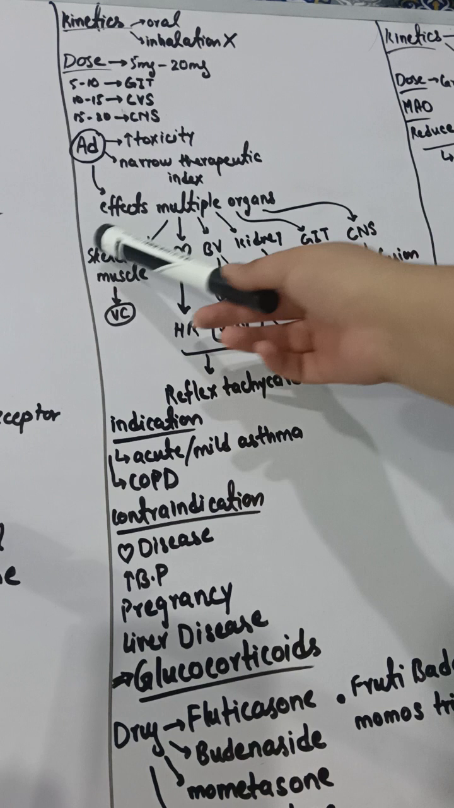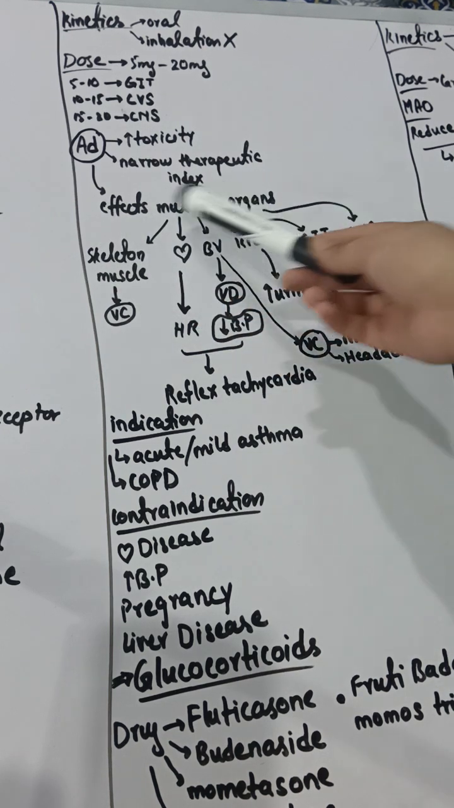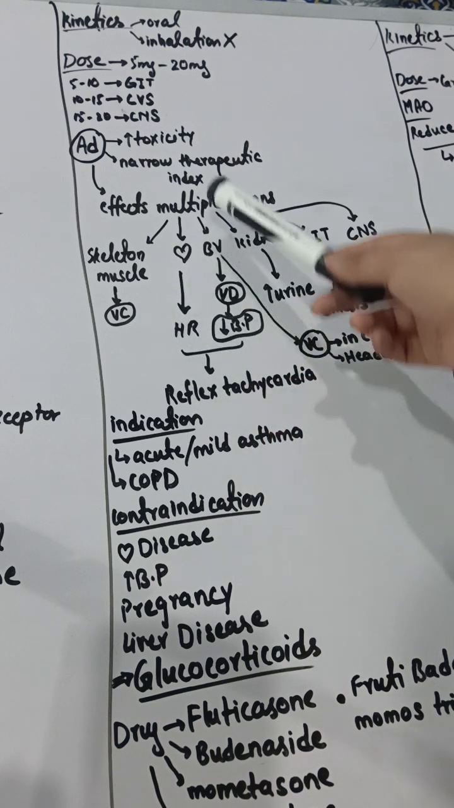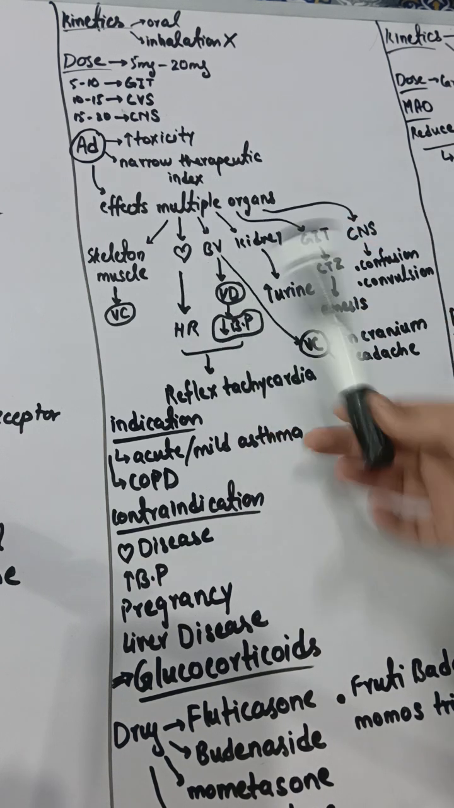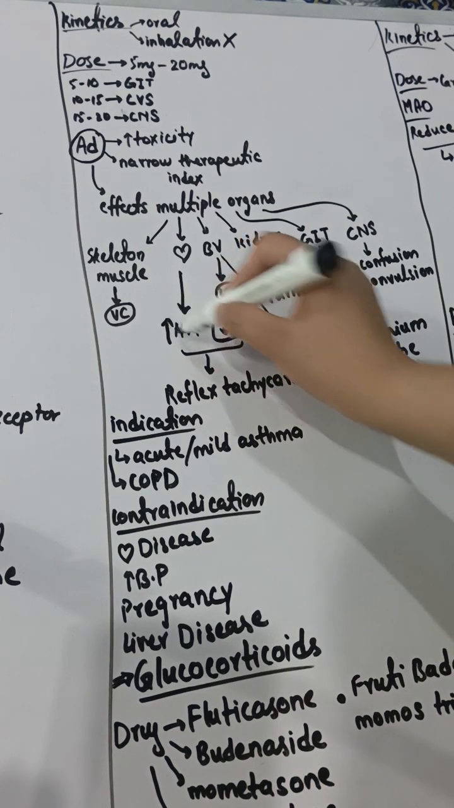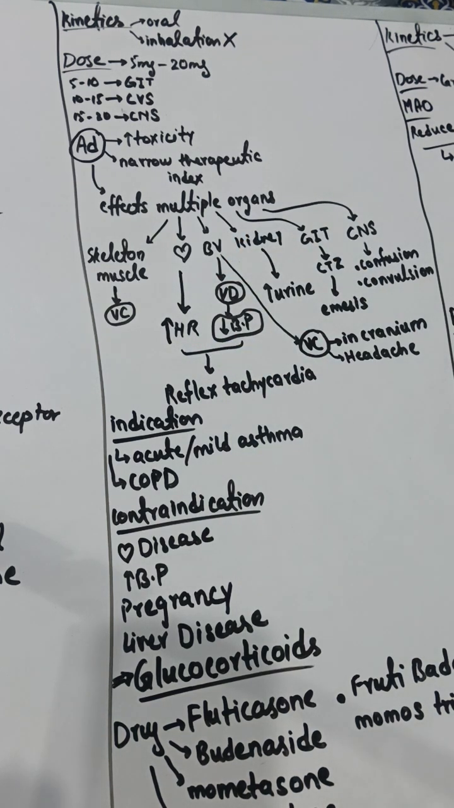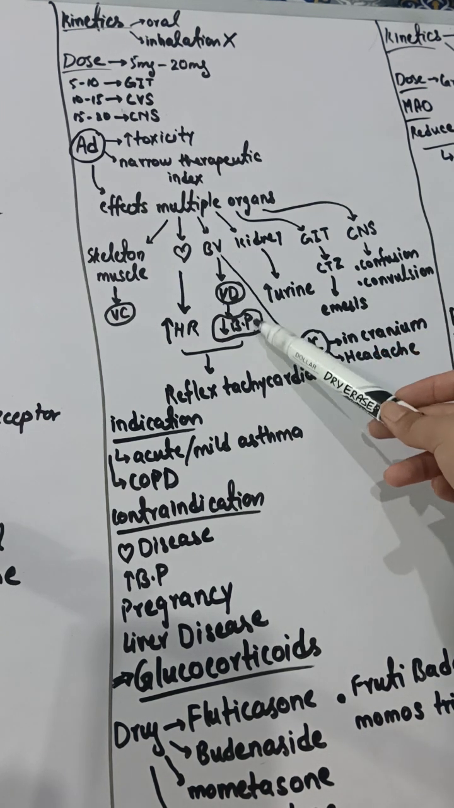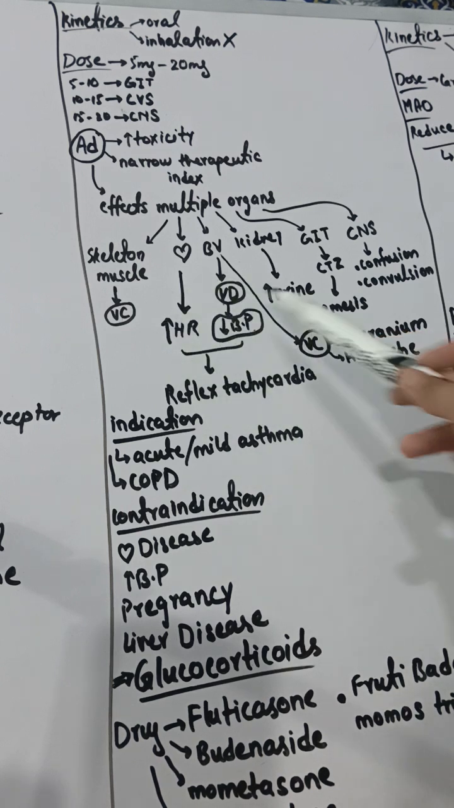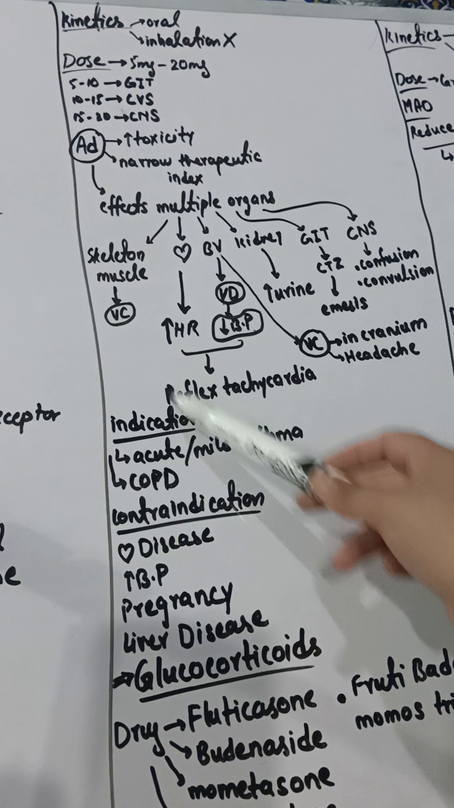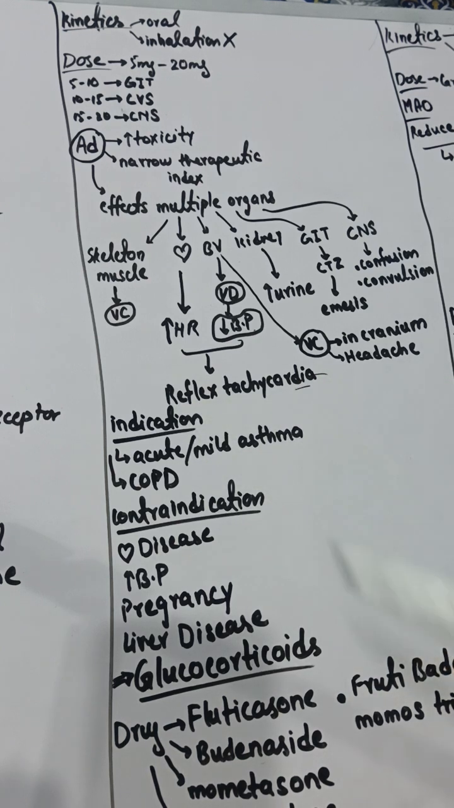They affect multiple organs. They affect your skeletal muscle, and they also act on your heart, increasing the heart rate. They are also acting on the blood vessels, causing vasodilation. Whenever vasodilation happens, the blood pressure decreases. Now in that state, your BP is down but your heart rate is high. So this is called reflex tachycardia.